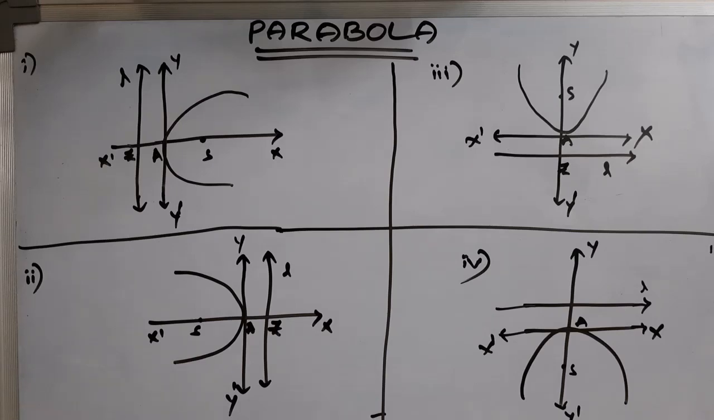Whenever the different equations of the parabola are given, how do we find the vertex and focus as well as equation of directrix and equation of axis? How do we find it? We are going to discuss in this class.